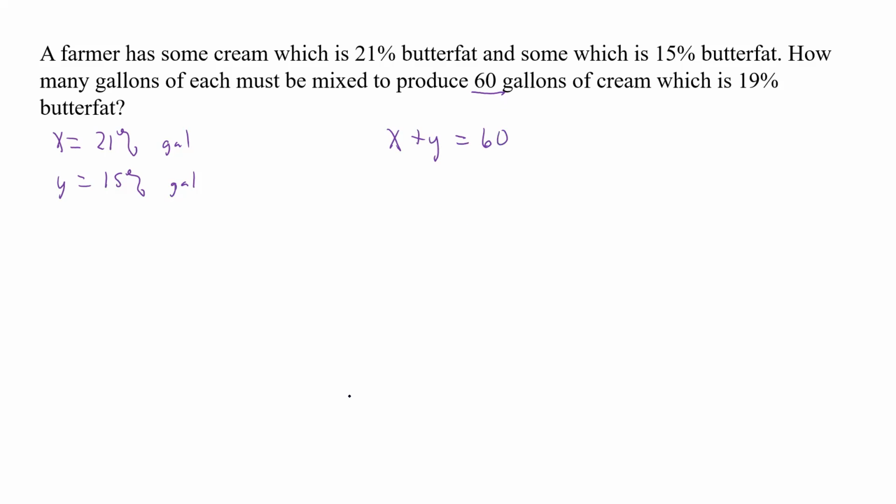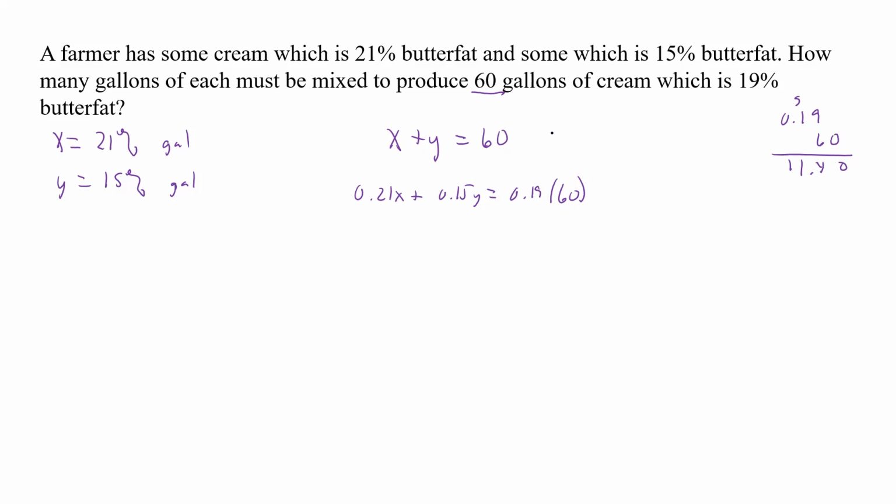All right. Now what we're going to do is take each one of those values times the percent in decimal form. So 0.21x plus 0.15y equals 0.19 times 60. Well, 0.19 times 60 gives me 11.4. So we just have that there.